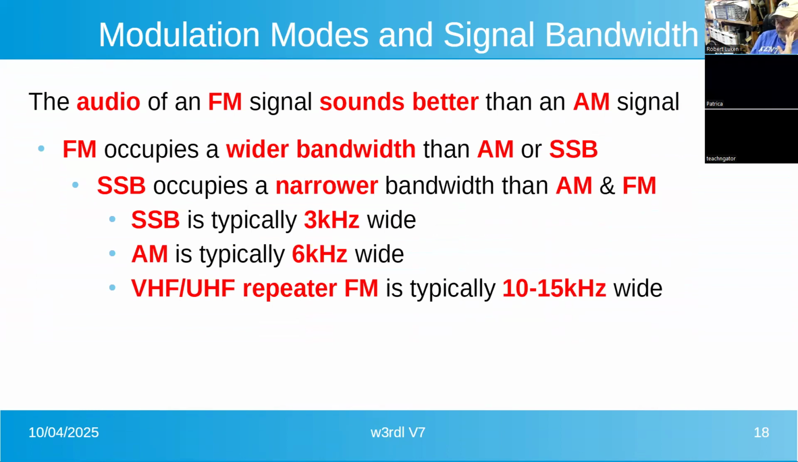In the case of FM, it's anywhere from 10 to 15 kilohertz wide. So it's more than twice as wide as an AM signal. So you get much greater fidelity, but it takes up a lot more bandwidth. So you really don't get the kind of range you can get with single sideband or AM.